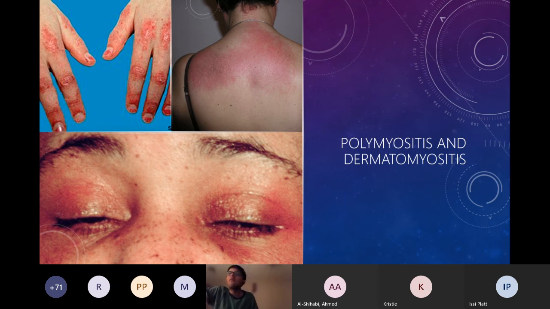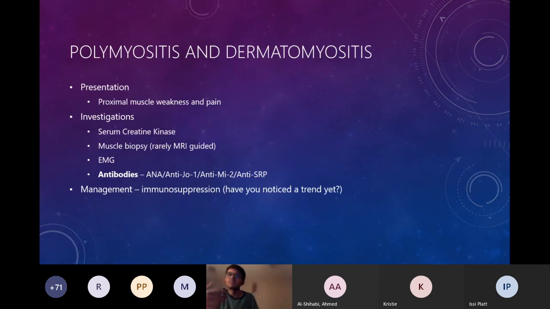The classical presentation of myositis is proximal muscle weakness and pain. Your investigations are creatine kinase and muscle biopsy. If you're at the Royal Free, they're weird and they might do it under MRI because they have tons of money. You can also do an EMG if you're worried about neurological problems. And these are the antibodies you're going to be worried about: ANA, anti-Jo1, anti-Mi2, and anti-SRP. SRP being signal recognition particle or something.